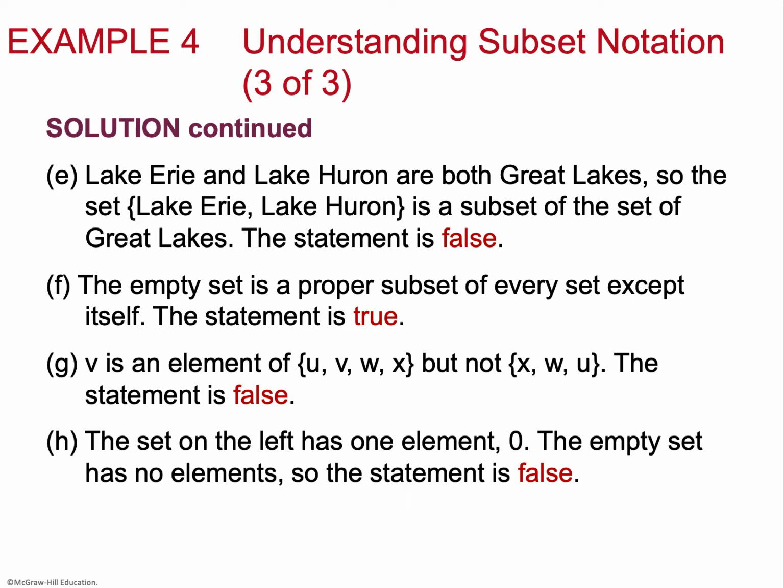And then the empty set is a proper subset of all sets, so that would be true. In V, if I look at those 2 sets, V is an element of the first one, but not in the second one, so that's going to be false. And then the element on the left in part H only has 1 element, 0, and the empty set has no elements, so it's going to be false.